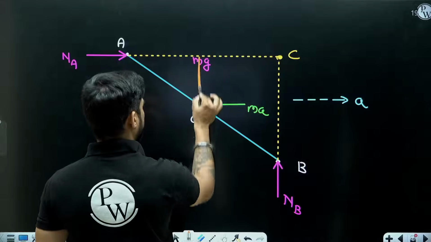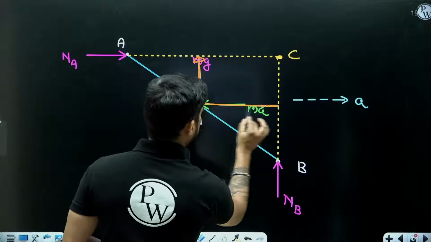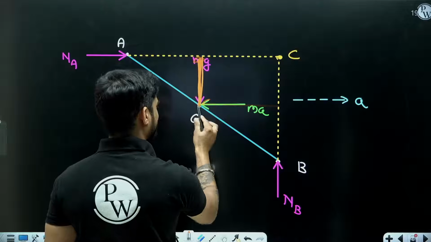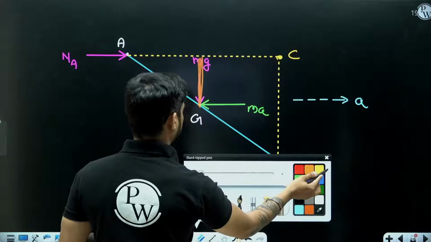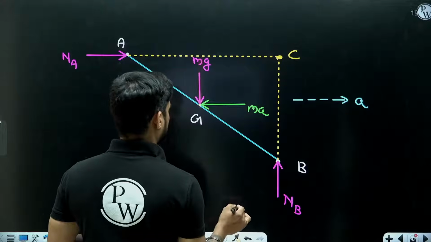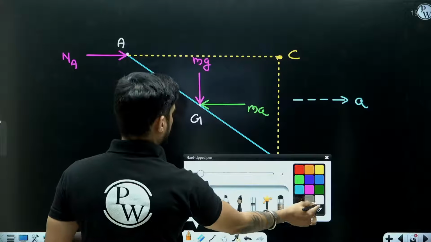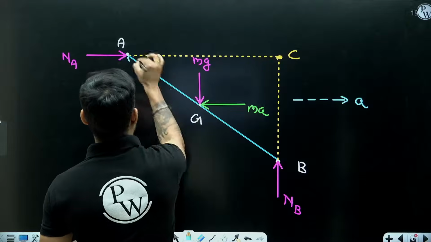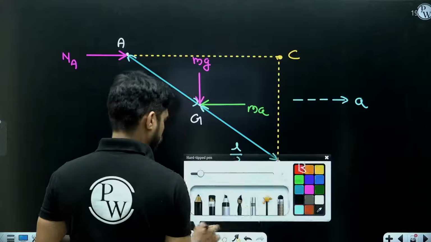X by 2. Let's say this is some distance X by 2, and this distance is X. Okay, let me do this. Let's say this length is L. So this will be L by 2 from here to here, and from here to here this will be L by 2.